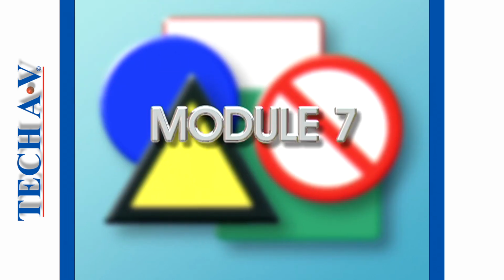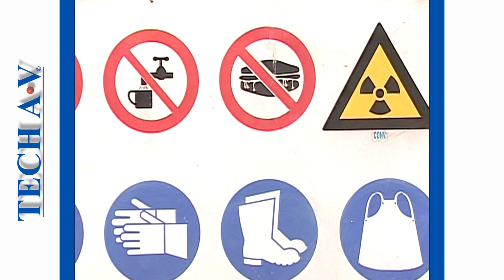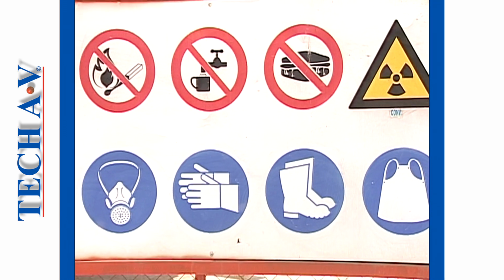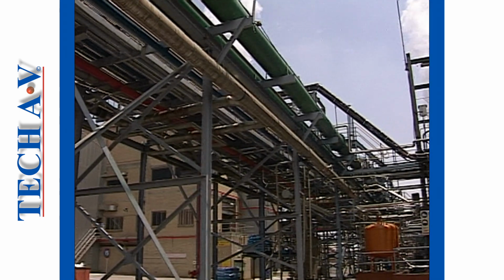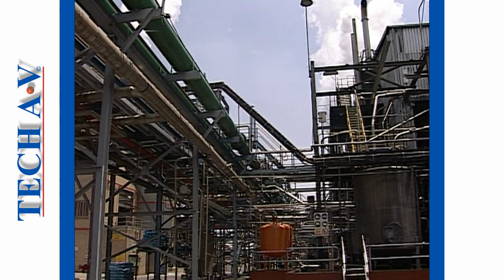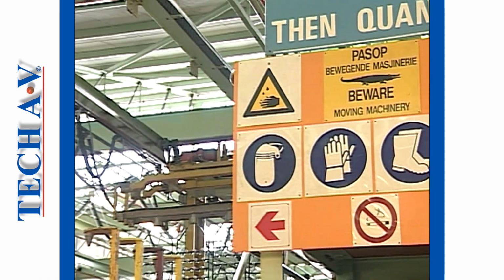This is Module 7 of the series. The objective of this module is to inform you of general health and safety rules. South Africa has an Occupational Health and Safety Act, in short the OSH Act. This act ensures that all employers and employees comply with health and safety rules laid down by the government.